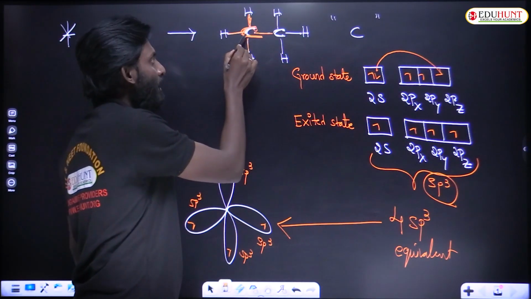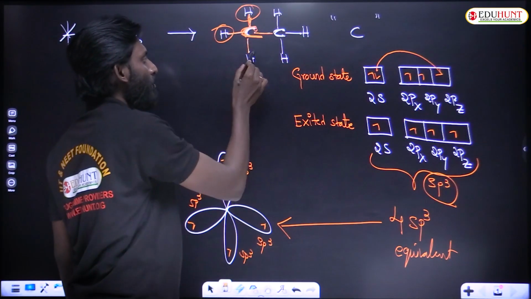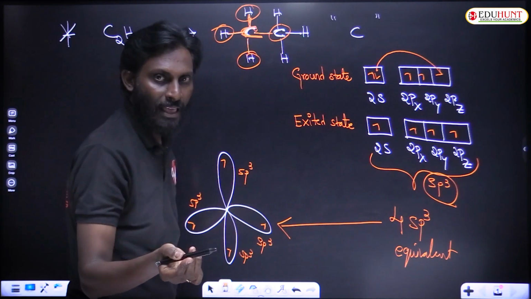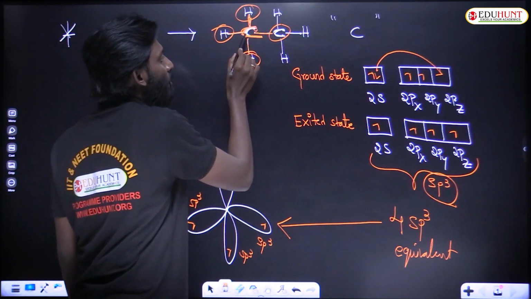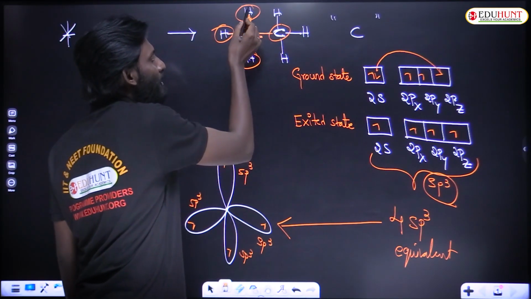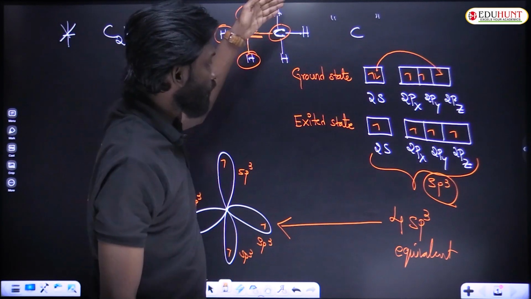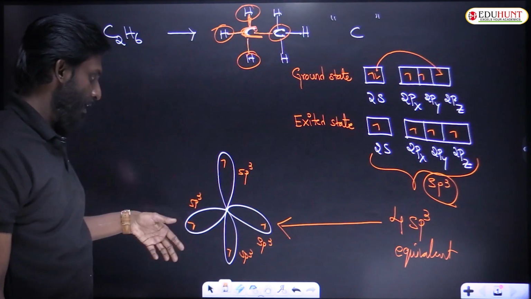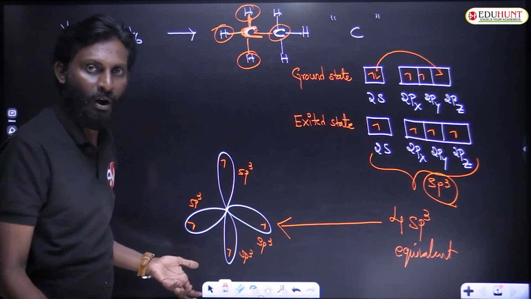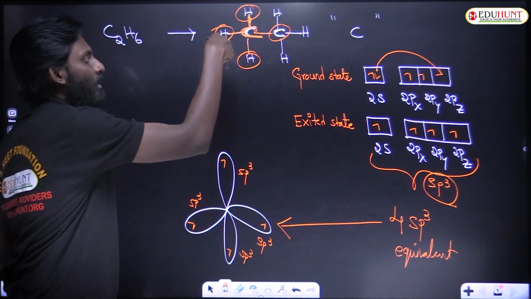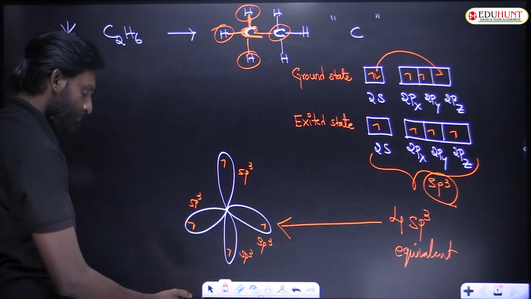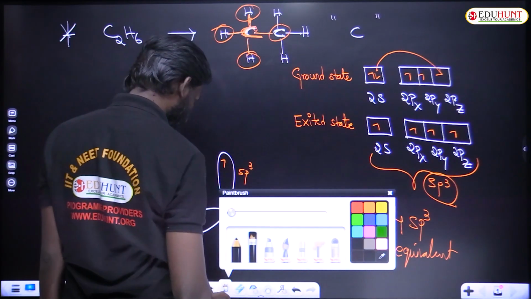This carbon is bonded to hydrogen and another carbon. But before this carbon bonded to these 3 hydrogens and that carbon, this carbon undergoes this entire process. Now this carbon is ready to bond with 3 hydrogens and another carbon. And you know about hydrogen.